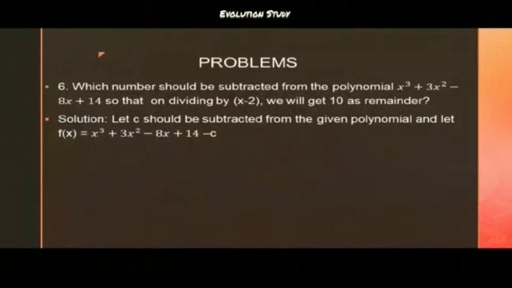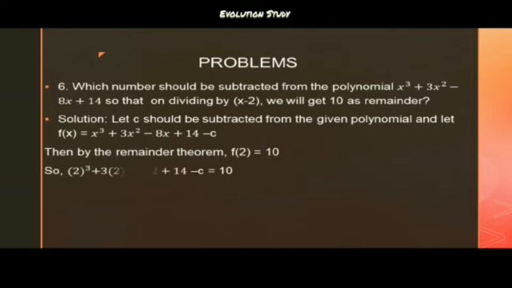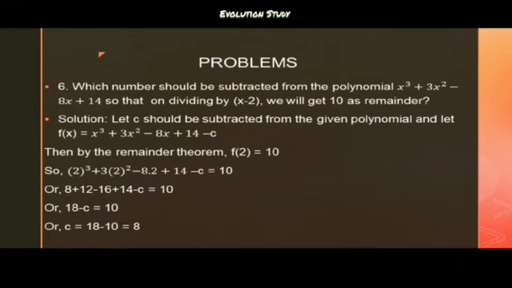Another problem is given. It says which number should be subtracted from the polynomial x cubed plus 3x squared minus 8x plus 14, so that on dividing it by x minus 2 we will get 10 as the remainder. So let c be the number to be subtracted from the given polynomial, and let f(x) = x cubed plus 3x squared minus 8x plus 14 minus c.